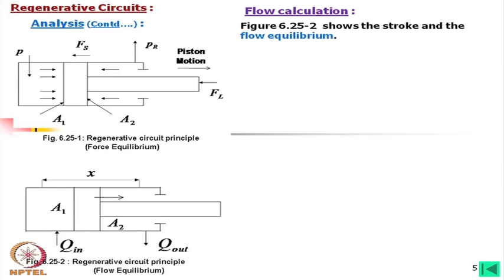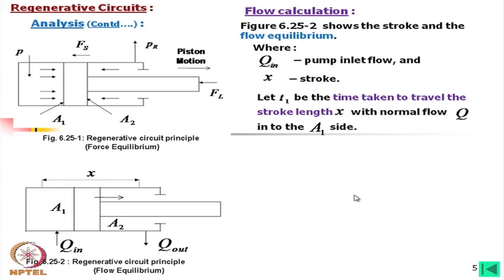Now, let us calculate the flow. Figure 6.25.2 shows the stroke and the flow equilibrium. So the stroke length is this much, and for that we will estimate what the flow is here and what the flow is here, and that we call the equilibrium in flow. If we write it in the form of equations, this will be calculated first considering the time. We shall consider that t1 is the time taken to travel stroke length x for this motion in the outward direction.